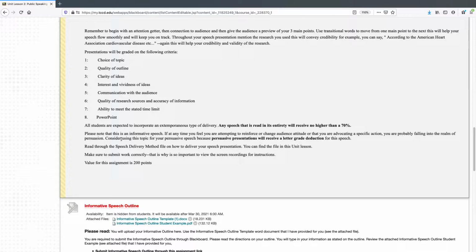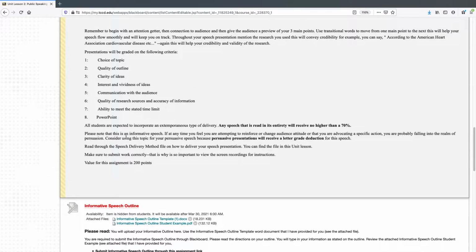All students are expected to incorporate an extemporaneous type of delivery, and any speech that is read in its entirety will receive no higher than a 70%. So don't read your speech. And again, that 70% is also if you have done all the other criteria correctly. So please practice. I cannot stress that enough.